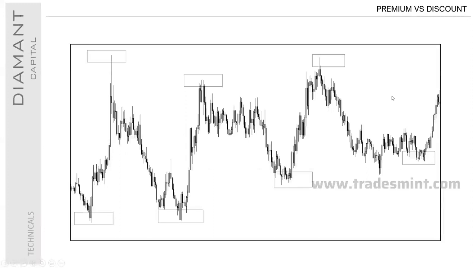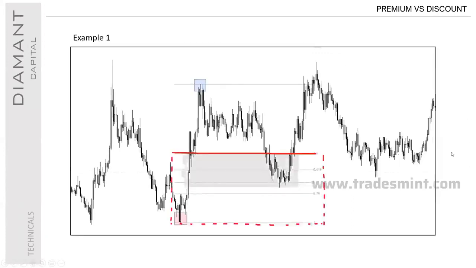So what do I mean by premium and discount? Like I said in the last lesson on market structure, mark out your highs and your lows. Once you get these areas identified, there's this thing called premium areas and discount areas. So what do I mean by a premium area or a discount area, for example?